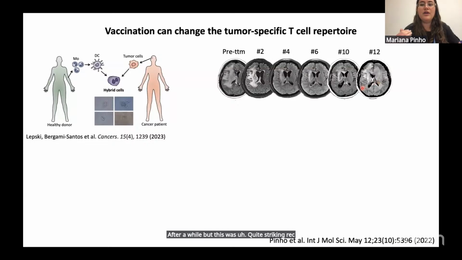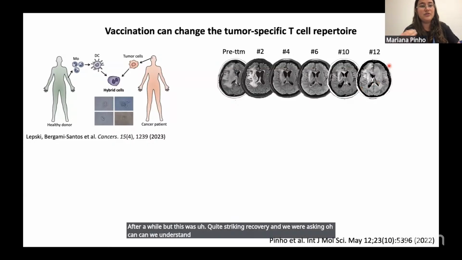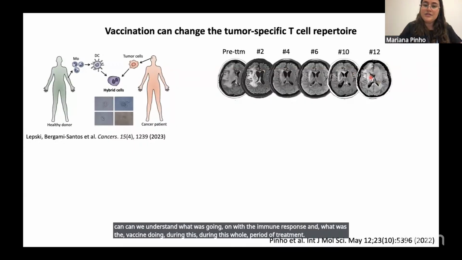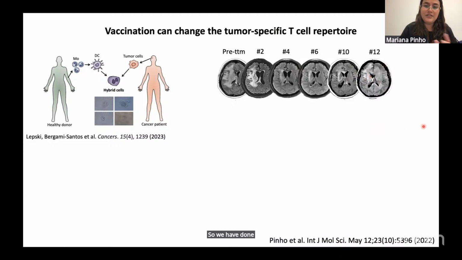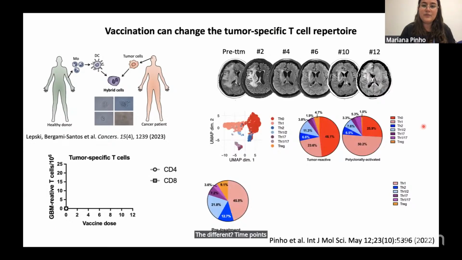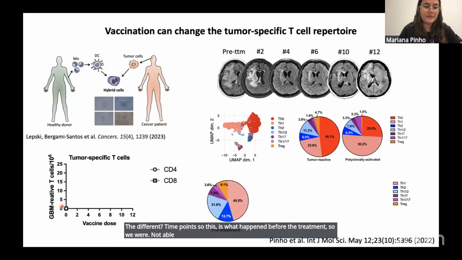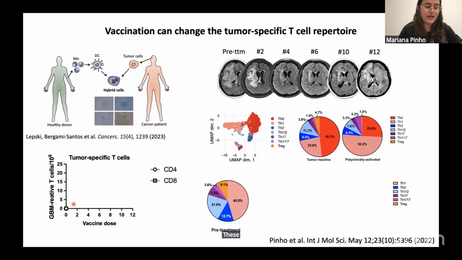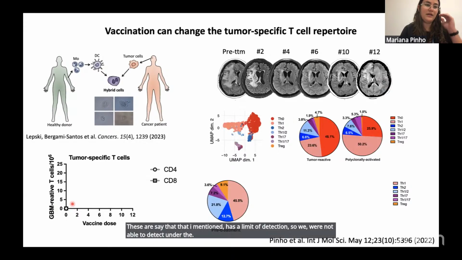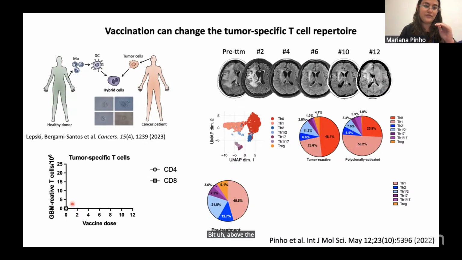And we were asking, can we understand what was going on with the immune response and what the vaccine was doing during this whole period of treatment? So we did the same analysis on this patient at the different time points. This is what happened before the treatment. This assay that I mentioned has a limit of detection, and we were not able to detect any CD4 and CD8 above the limit of detection before the treatment.